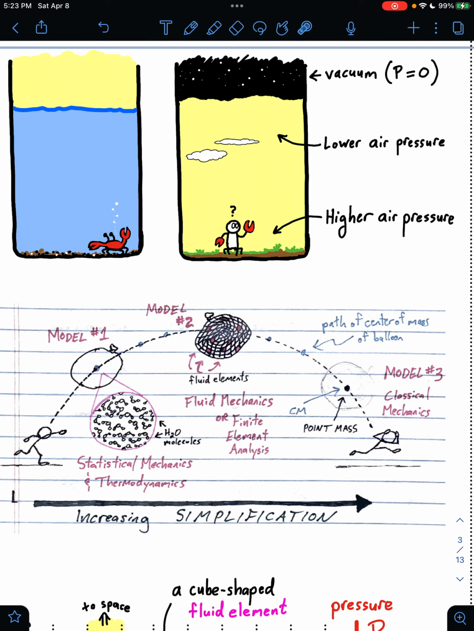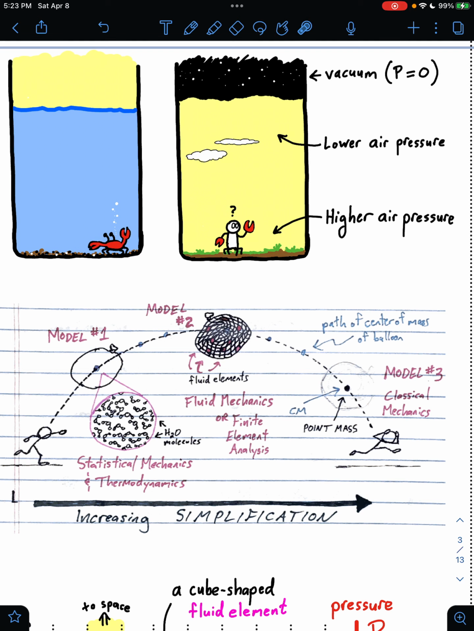This picture here shows a water balloon being tossed, and we've traced out the parabolic arc followed by the center of mass of that balloon. And I'm indicating 3 different models for how we can simplify the complex physics of this motion. Model 3, the most simplified method, is the one we've used thus far, that of classical mechanics, where we just treat the entire water balloon and all the water in it as a single point mass. And we draw the FBD for this one point mass located at the center of mass of the whole balloon.